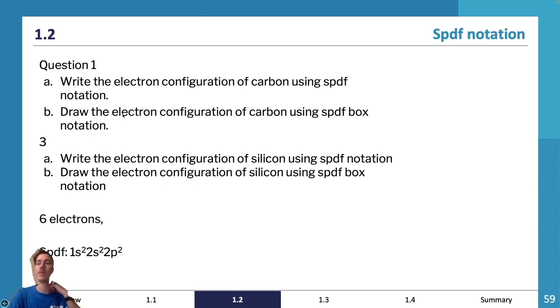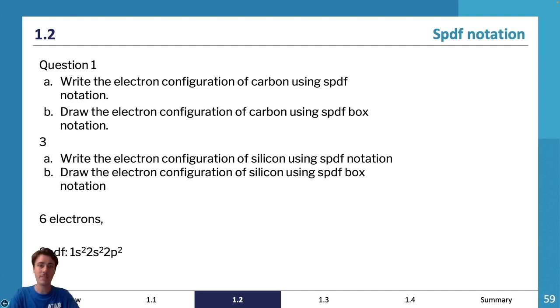Now, I want you to have a go at drawing the electron configuration of carbon. So you're going to use the box notation. We've already done the SPDF notation. I want you to give the box notation. And then I also want you to do it for silicon. Now I want you to do both for silicon. We're not going to give you this part for silicon.